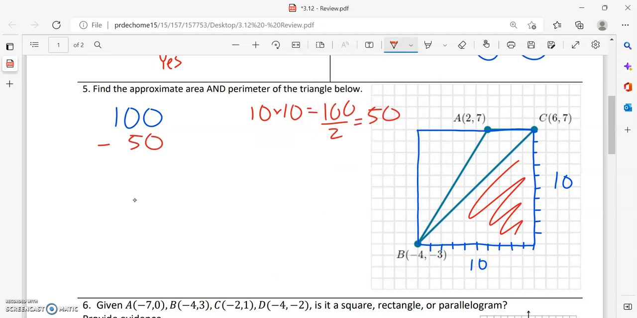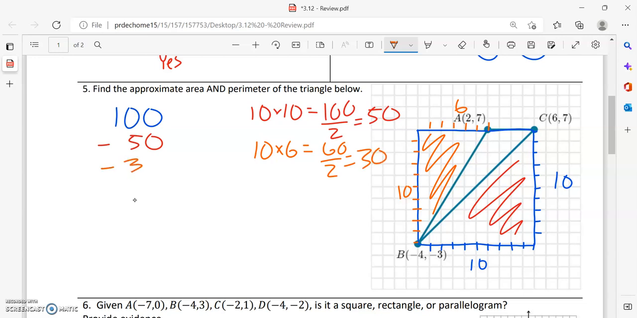Let's do orange now. This area here is 1, 2, 3, 4, 5, 6 by 1, 2, 3, 4, 5, 6, 7, 8, 9, 10. So 10 times 6 equals 60. Divide by 2, we get 30. And that's it. We have no other triangles to subtract from. So 100 minus 50 minus 30 gives us 20. And that's the area.